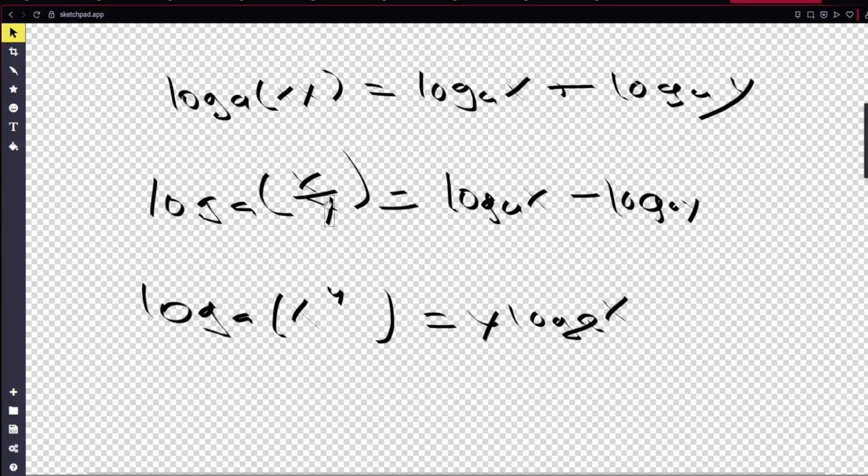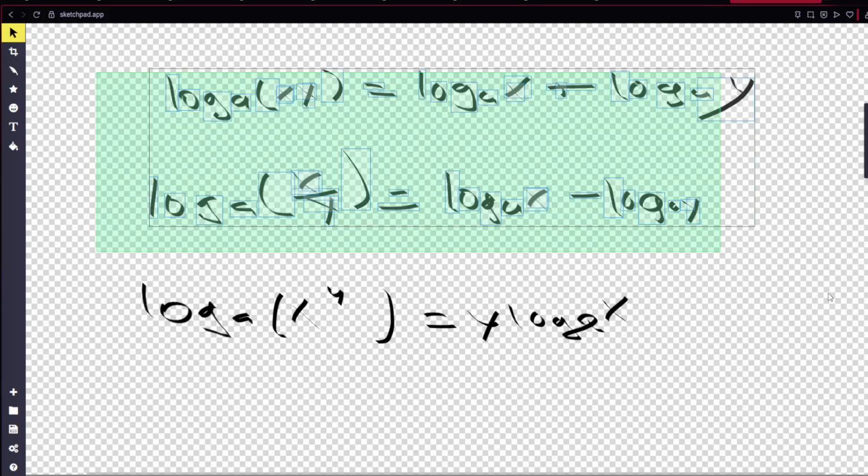For x divided by y, you just subtract the exponents. It's the same thing here. log_a of x to the power of y multiplies the exponent, meaning that it will multiply the input as well, which technically becomes the output here. That's the logic there. These are the laws of logarithms, pretty simple stuff.